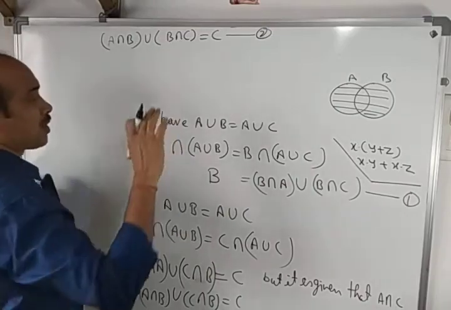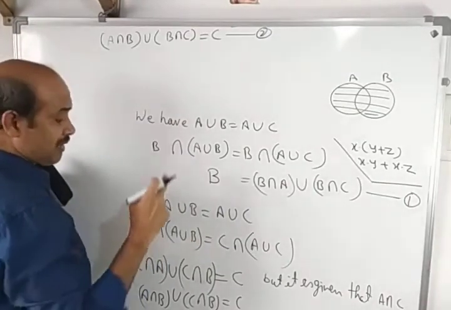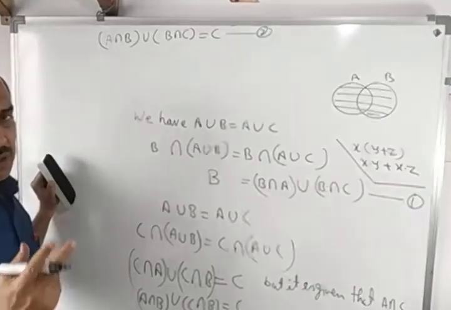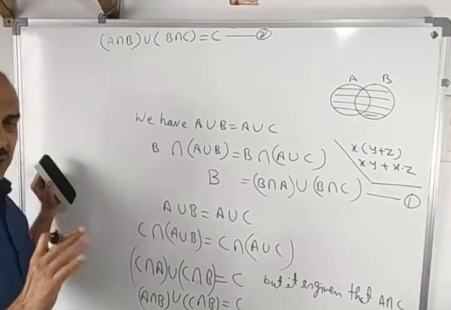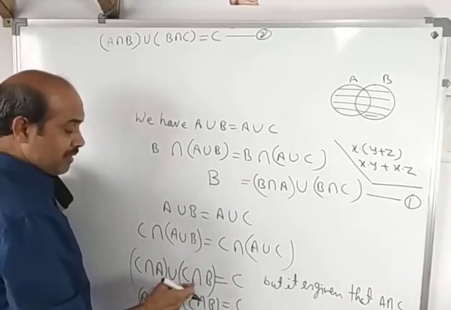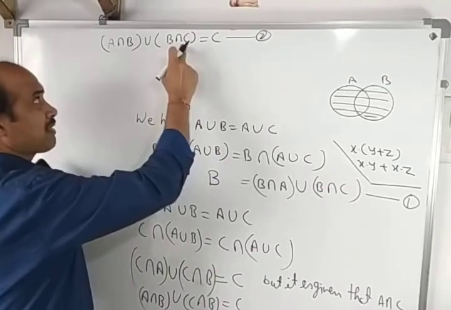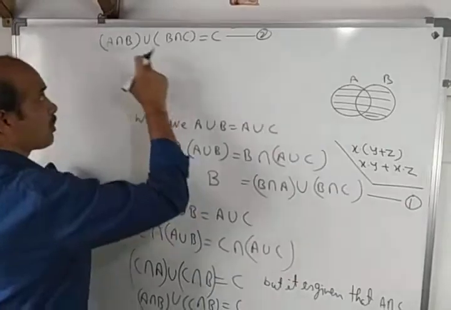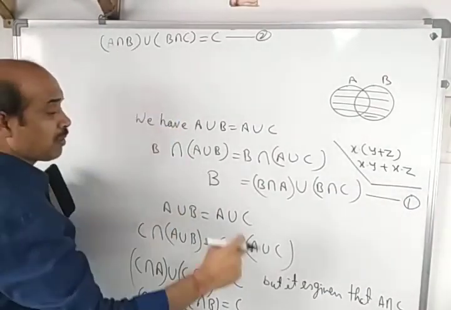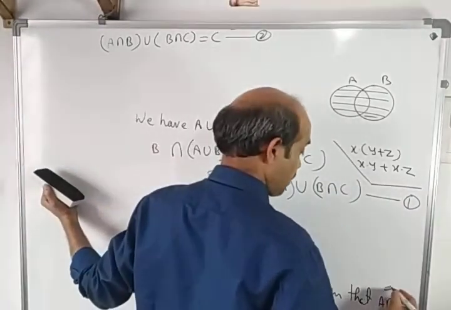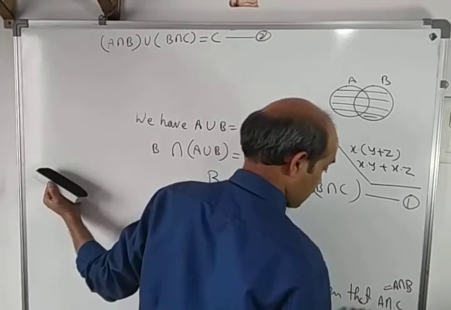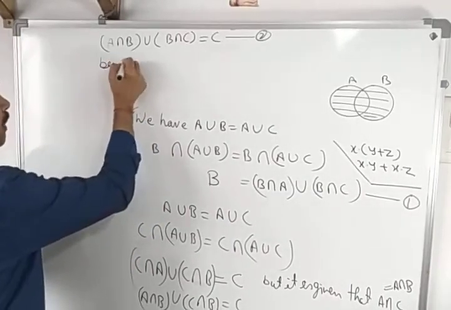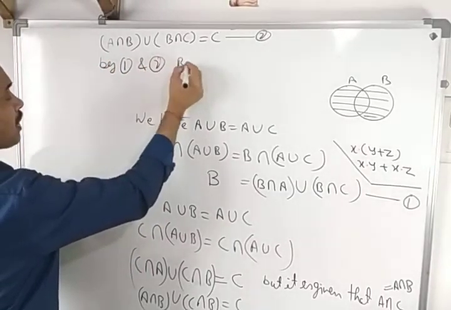This is also the commutative property of intersection. A intersection B and B intersection A are equal. So in place of this C intersection B, we have put here B intersection C. And this C intersection A is equal to A intersection B. We have put here A intersection B because it is given both are equal. A intersection B is equal to A intersection C. They are equal. So by 1 and 2, you can write B equal to C.